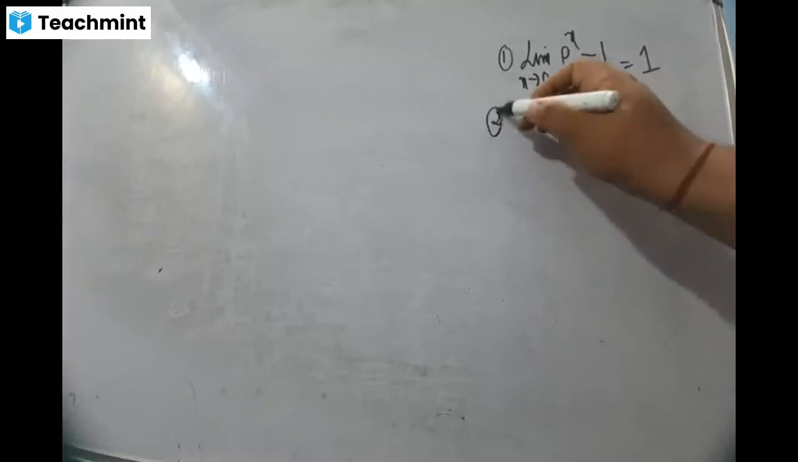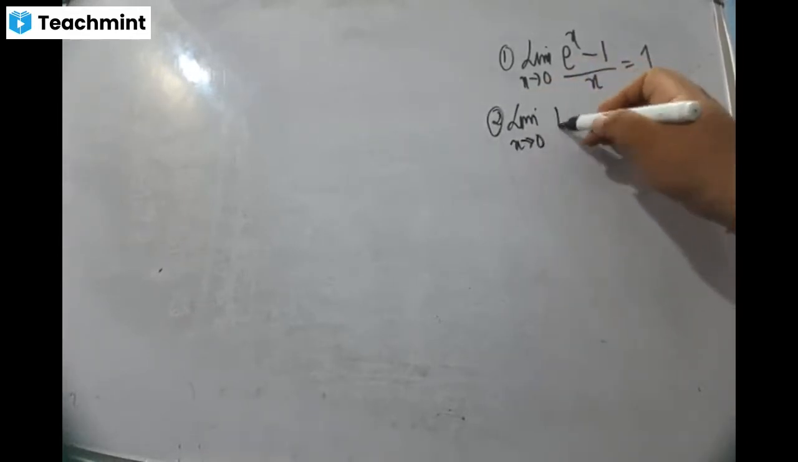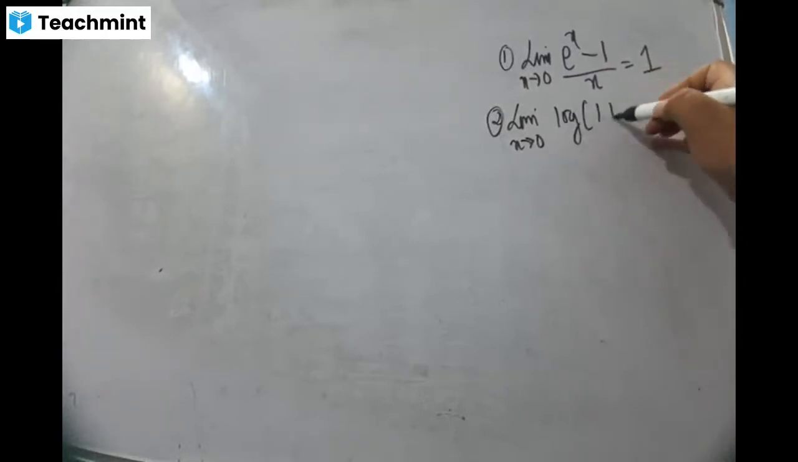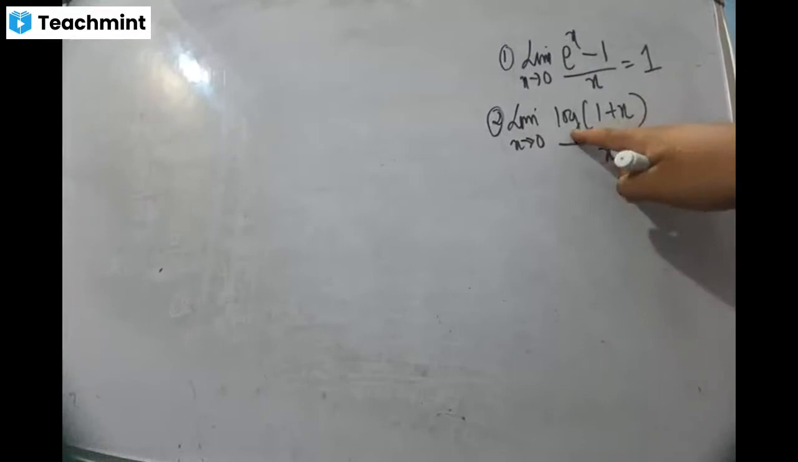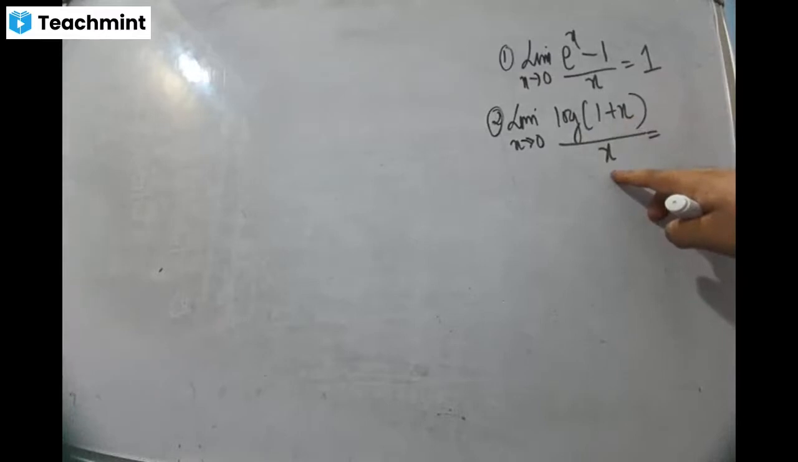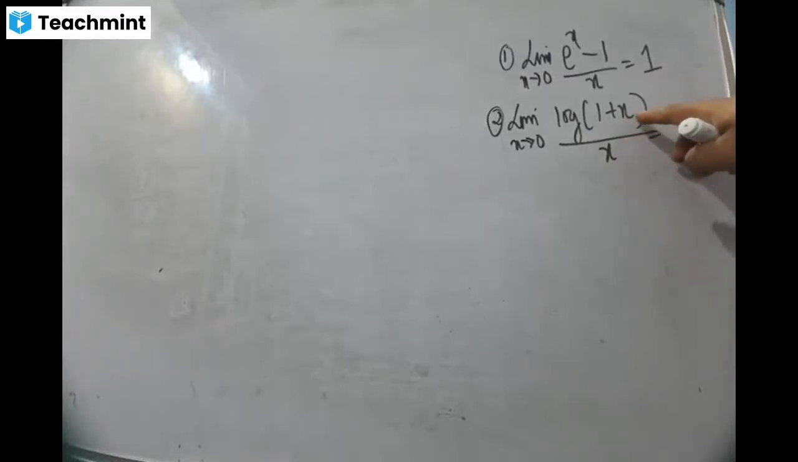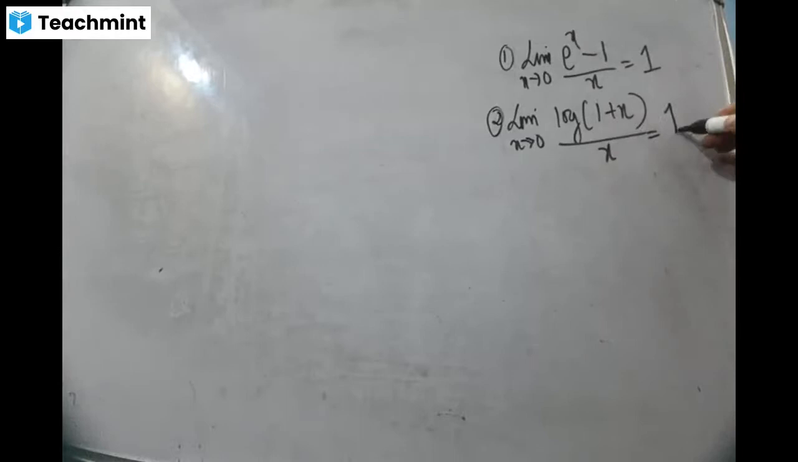The second property says limit x tends to 0 log 1 plus x divided by x. That means log, 1 should always be there. Whatever angle is here, the same thing has to be here. Why am I telling you this is because every time it's not going to be x, sometimes it's going to be 3x. So if this is 3x, then automatically this also has to be 3x. Then the value of that is also going to be 1.